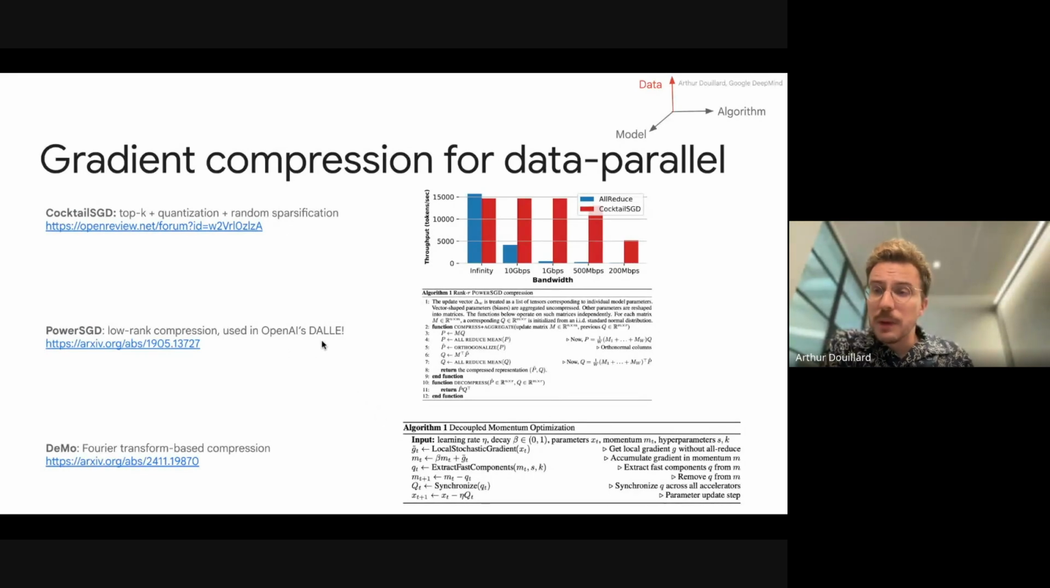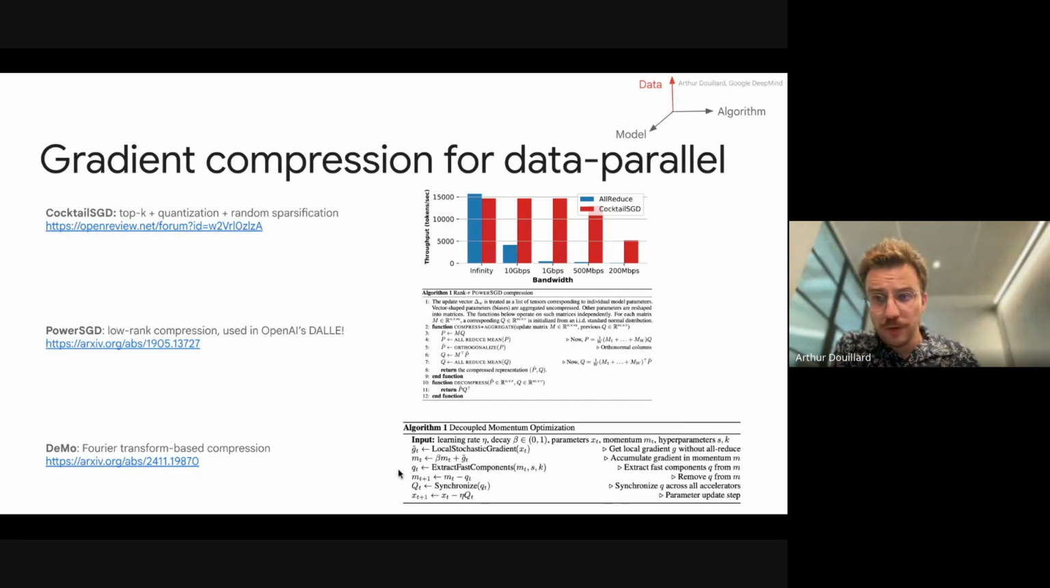If you read the DALL-E paper, DALL-E was the first image generation model from OpenAI, they actually have a big section in the appendix where they describe how they use PowerSGD. Maybe that's still what they use currently for GPT. And we also have DeMo, a more recent paper that's kind of similar. It's not a low-rank compression, but they use a Fourier transform-based compression, and they show that you can also train across the world in their networks. So that's also compressed quite aggressively.